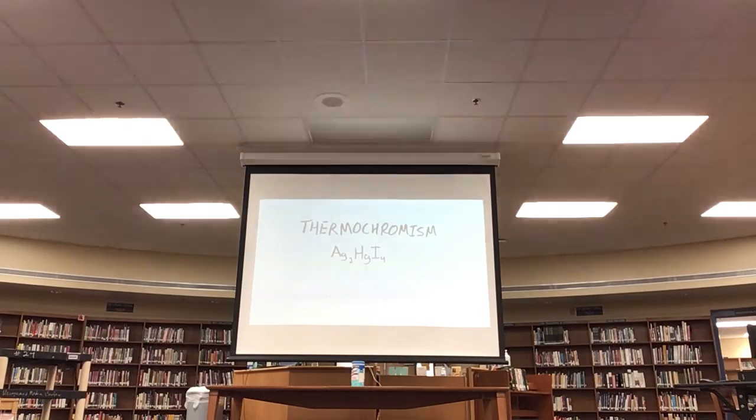Now this happens because of a change in structure, usually a reversible change in structure, and the compound I'll be showing today is silver tetraiodomercurate. This is an interesting compound made of silver, mercury, and iodine, and it is a yellow powder at room temperature, but when heated to about 50 degrees Celsius, it turns to a nice neon orange color.